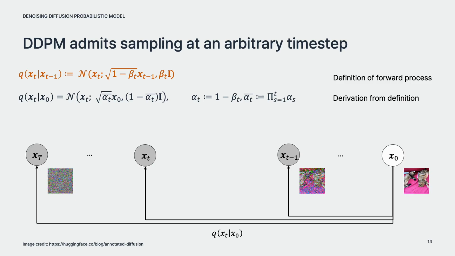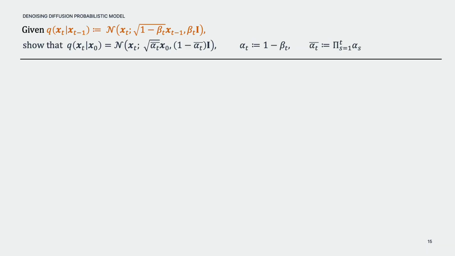Here, alpha t is defined as 1 minus beta t, and alpha bar t is defined as the product of alpha 1 until alpha t. Now let's see how this closed form formula for q of xt given x0 can be derived.